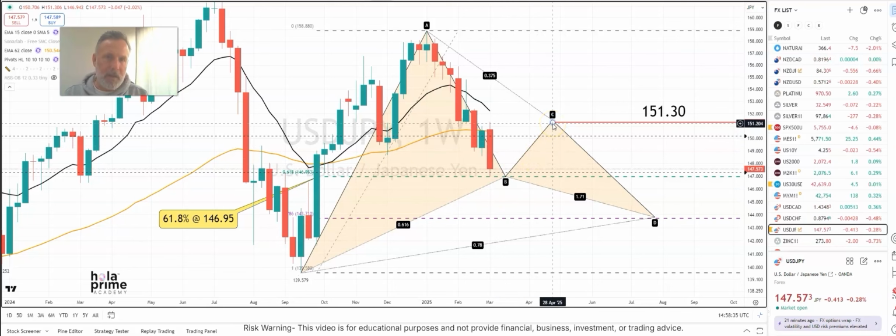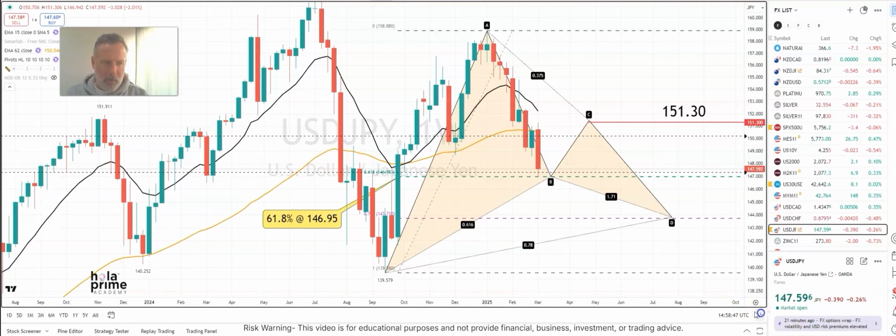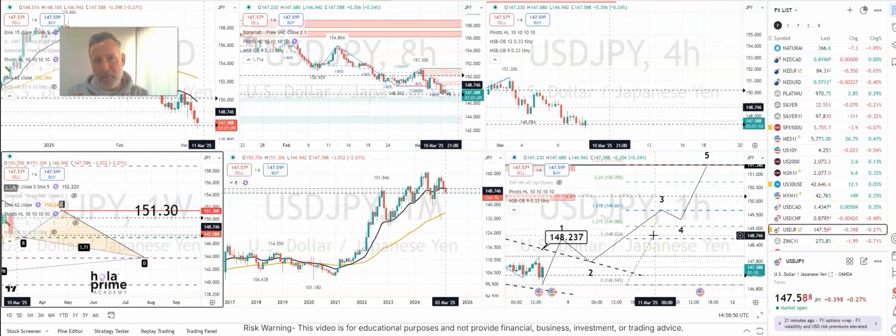151.30 is the measured move target for that wedge formation. So that would suggest that the next move higher is the BC leg in a large Gartley pattern. So just to highlight what we're talking about here, we're talking about dollar yen possibly mirroring stock indices. Okay, so breaking out of that consolidation to the upside, measured move target is 151.30. Looking at the weekly chart would suggest that the move higher is a corrective BC leg in a larger structure.